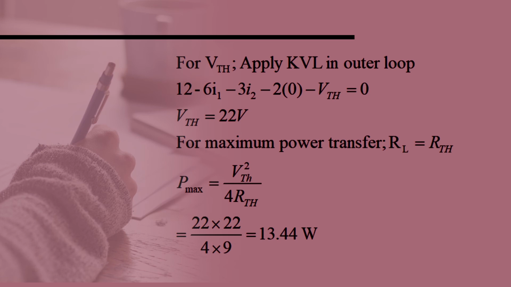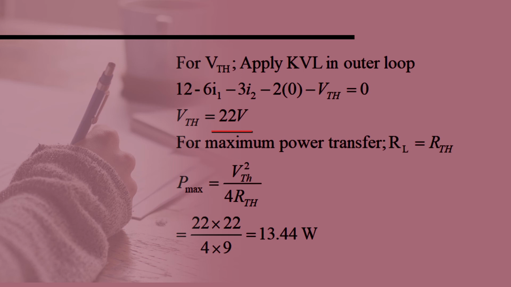So it can be written as 12 minus 6 I1 minus 3 I2 minus 2 into 0. Why 2 into 0? Because in this particular 2 ohm resistance there is no current, because it is an open circuit, that's why it has been shown as 2 into 0. Minus VTH is equal to 0. So the final expression is 12 minus 6 I1 minus 3 I2 minus VTH is equal to 0. After solving this equation, you will get the value of Thevenin voltage, that is VTH is equal to 22 volt.